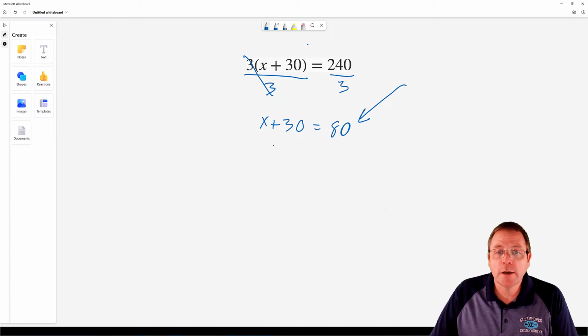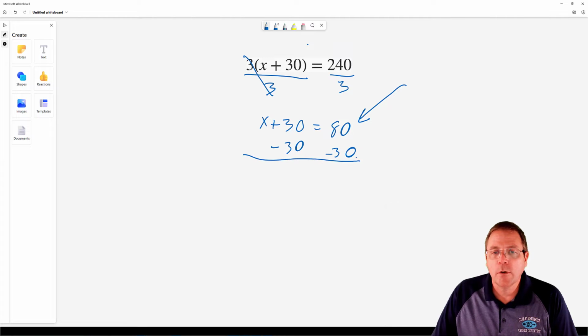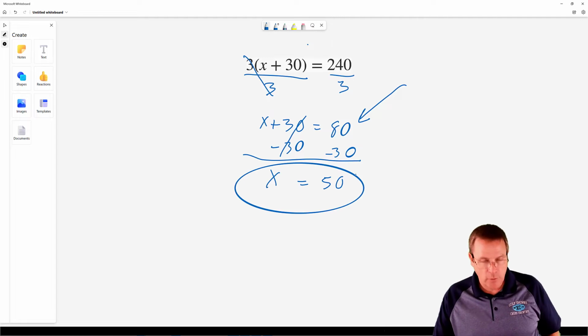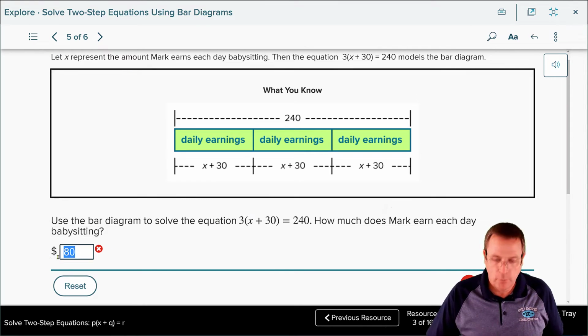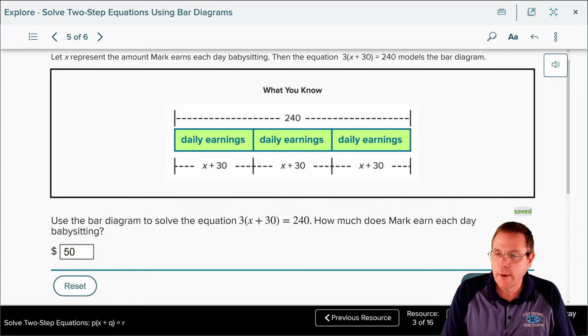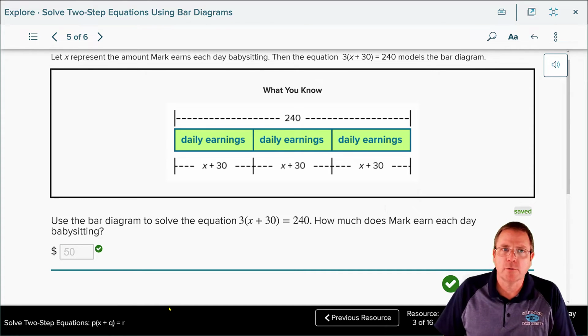undo addition and subtraction by subtracting 30 from both sides. When we do that, the 30s zero each other out, leaving x is equal to 80 minus 30, which is going to be 50. So his daily earnings for sitting on that baby are going to end up being $50. Take that 50, hit try again, and the answer does check.